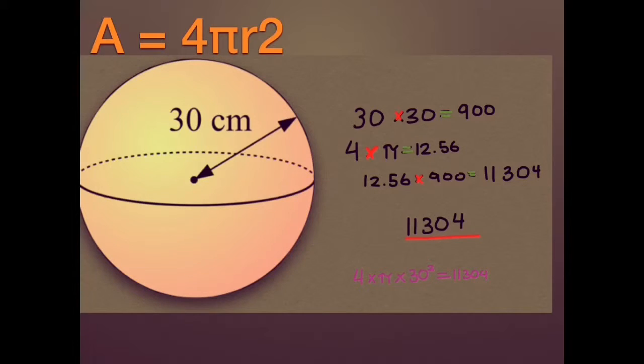So then, as the equation says, we should multiply the result that we got from 4 times pi by the result that we got from the radius squared. The result we get from that is what we show down here. It's 11,304. To explain it down here, I have an example. I replaced the numbers that we have down here with the equation. So I filled the equation with the numbers so we can understand it easier.